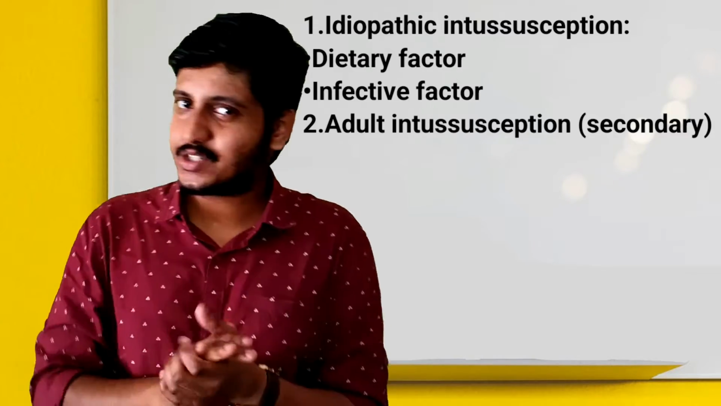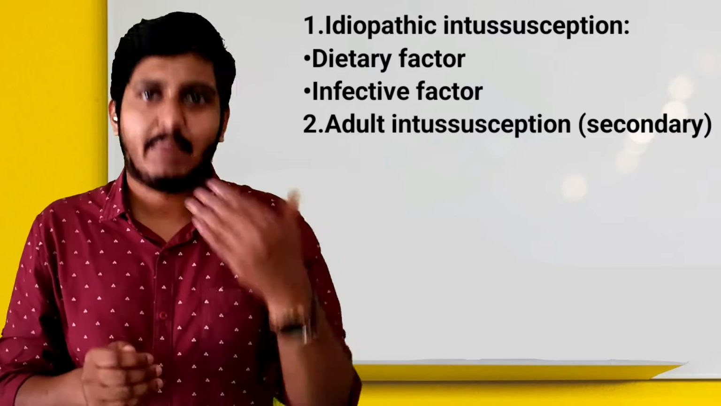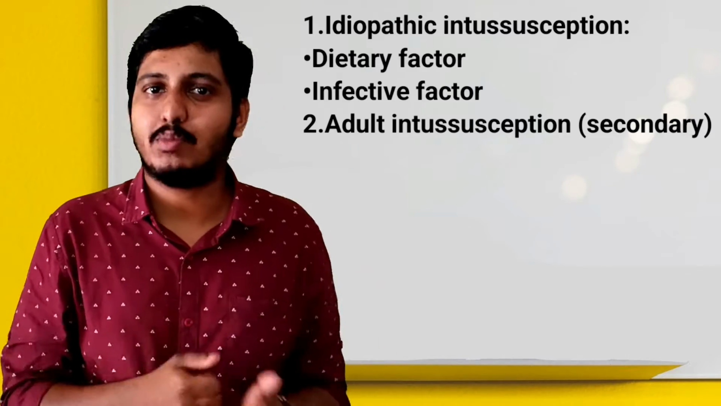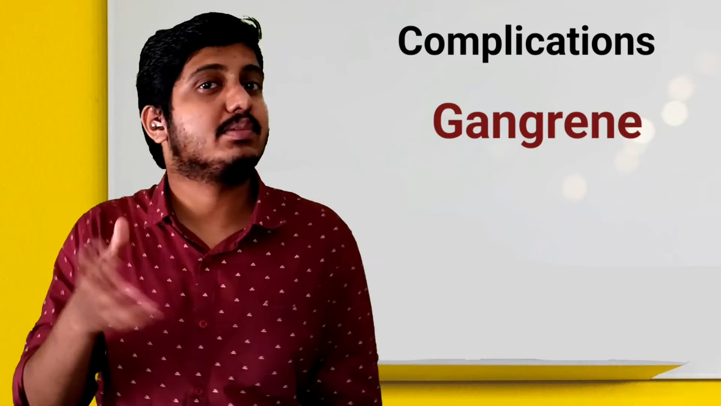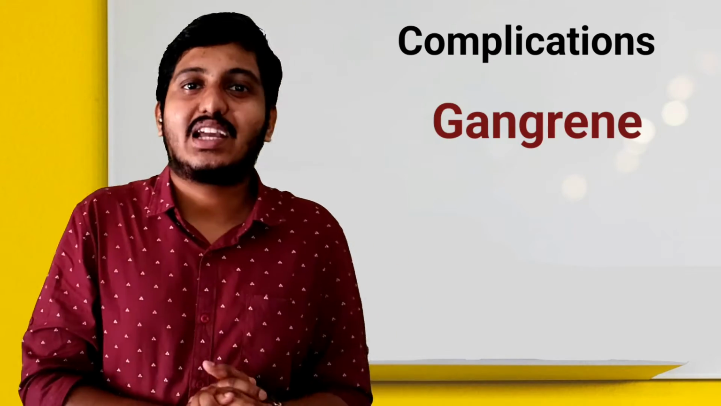Now let's come to adult intussusception. It is mostly seen secondary to Meckel's diverticulum, polyps, tumors, etc. And hence it is called secondary intussusception mostly. Now, what are the complications that can be seen in intussusception? The most common complication is gangrene.